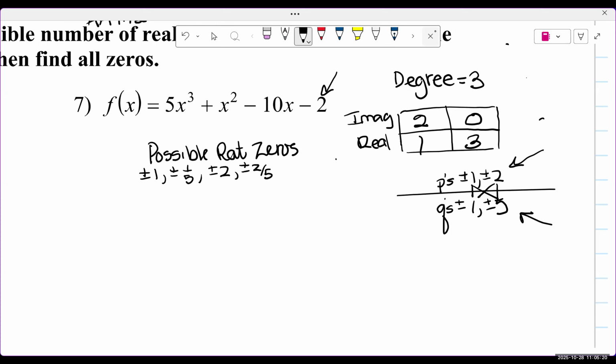Okay, so now we have to figure out if any of these are correct zeros. So we could either try to factor, so we could throw this into a box. So 5x cubed, x squared, negative 10x, or negative 2. We could try to factor, or we could plug in our possibilities and see which ones give me 0.